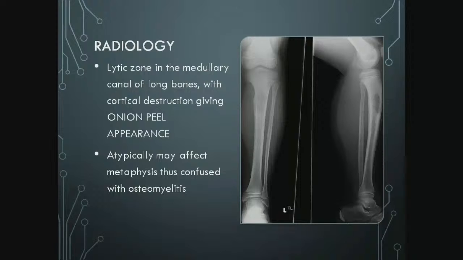On radiology, as I said, the diaphysis is most commonly affected. You have a lytic lesion in the medullary canal of the long bones, which has cortical destruction. As there are layers of cortical destruction, it gives an onion peel kind of appearance. A sun ray appearance may also be seen in case of an Ewing sarcoma, but it's quite rare as compared to osteosarcoma. Atypically it may affect a metaphysis, and thus it may be confused with cases of osteomyelitis.